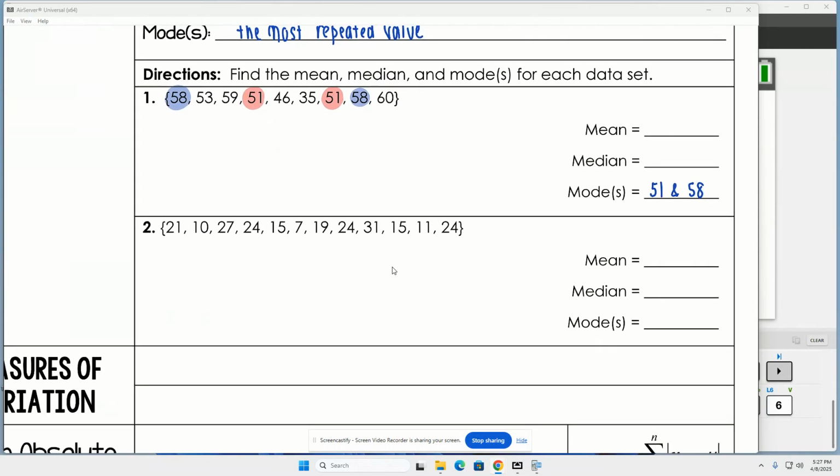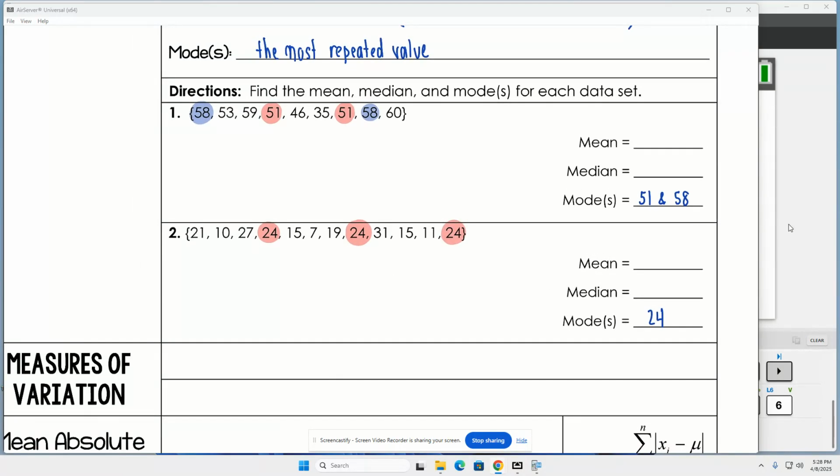Look at number 2. Again, I'm going to do the same thing. Is 21 repeated? No. Is 10? No. 27? No. Is 24? Yeah, there's 24, there's 24, there's 24. It's actually 3 times. Is 15? Yeah, you got 15 here, you got 15 there. Is 7? No. Is 19? No. Is 31? No. Is 11? No. So, in this case, does it have two modes? No, it doesn't, because 24 is the most repeated. 24 is our mode. Does that make sense? It's very simple. So let me show you guys the rest, okay?